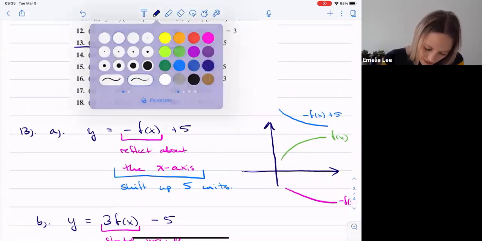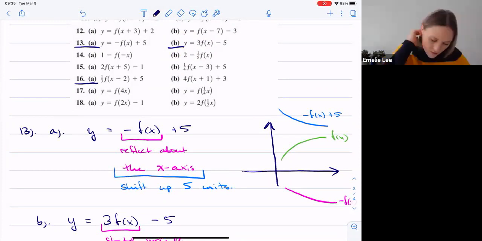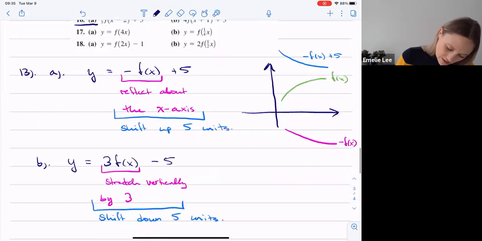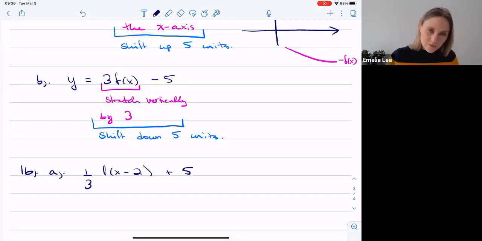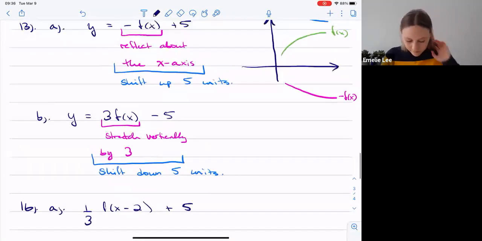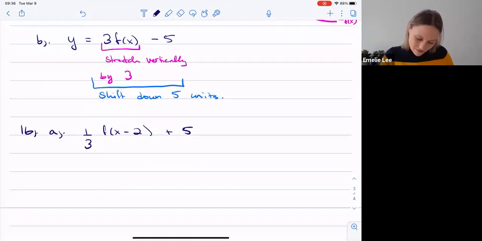What about something like 16a? Okay. So let's do 16a together. Oops, not sure why I labeled it C. That's 16a. 16a is 1 over 3 times f of x minus 2 plus 5. Okay. Just make sure. Yep. Always with the plus minus 5. Weird.